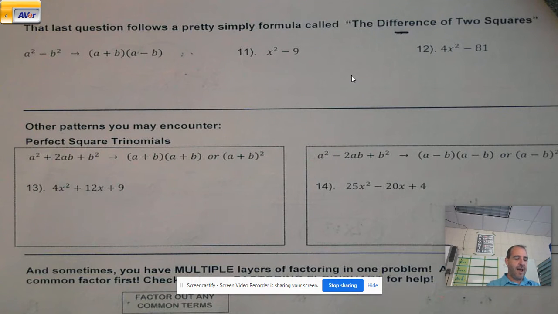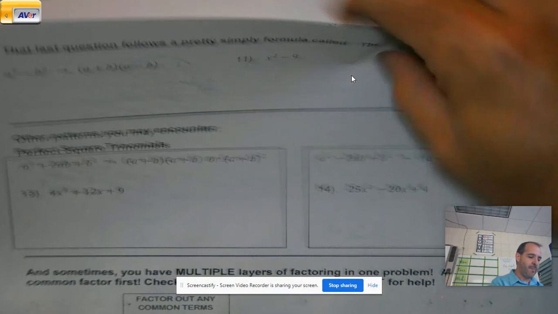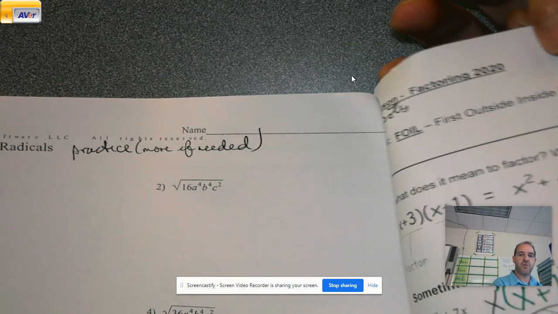All right, we're back at it in factoring here. If you're like, where's Hardy at? I'm on the back of Factoring 2020.